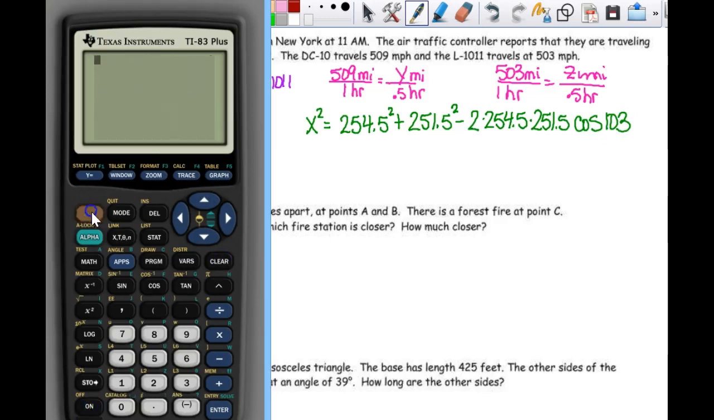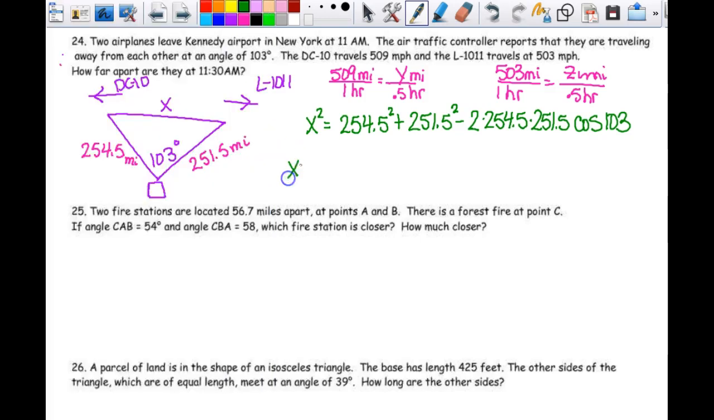And I can do that all in one step on my calculator. So square root of 254.5 squared plus 251.5 squared minus 2 times 254.5 times 251.5 times the cosine of 103. So all of that gives me that right there. So x gives me 396.004, and that's a distance, so that's miles.